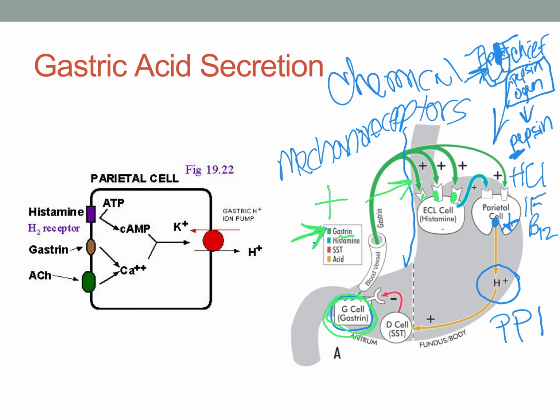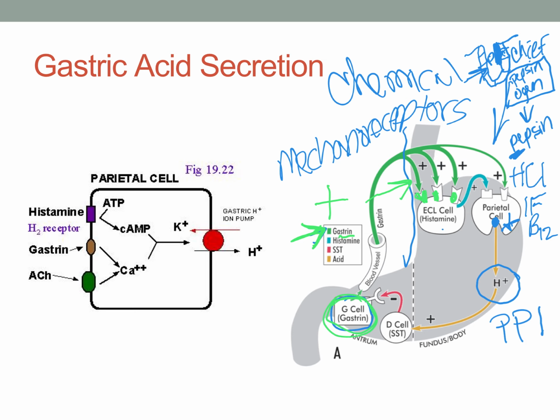enterochromaffin-like cells. Chromaffin cells are in the adrenal medulla. These cells kind of look like them and function like them. So we call them entero, meaning GI tract. Entero, like enteritis, is inflammation of the intestines. So entero, so in the GI tract, chromaffin-like cells, ECL cells. So gastrin binds to receptors on the surface of enterochromaffin-like cells.